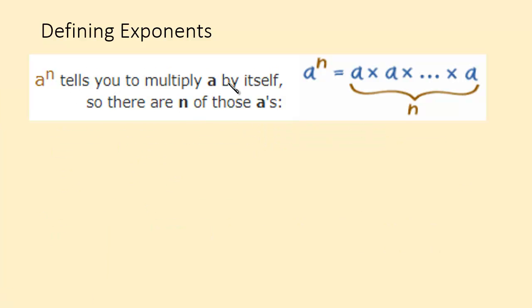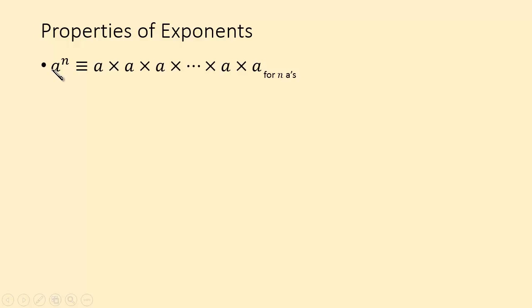Here again we have the definition of an exponent. The exponent here is n, and saying a to the nth power simply says that in the multiplication here, a will appear n times. Once again we have it here. So a to the n is a times a and so on, and you will have n of these a's.